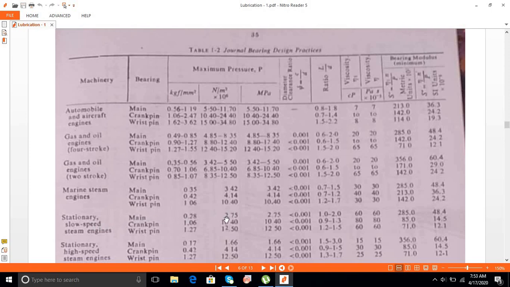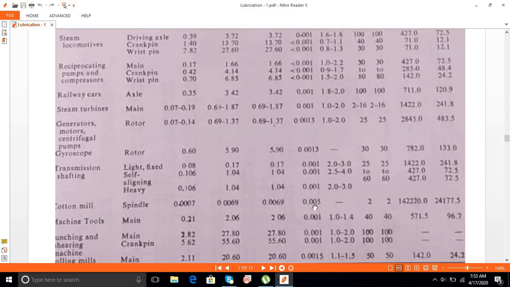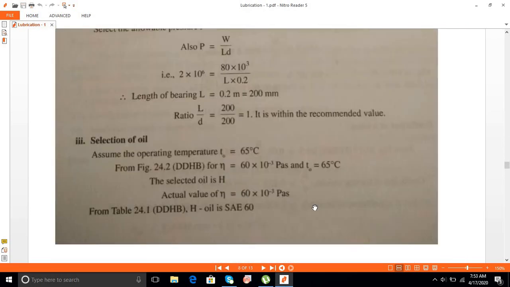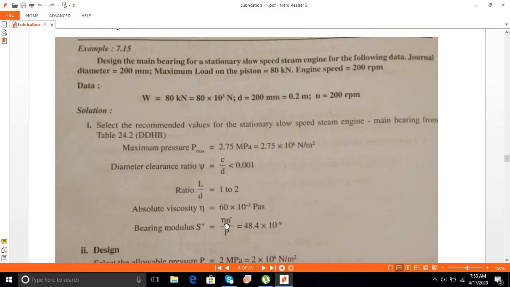So the maximum pressure is 2.75 in terms of megapascal, and diametrical clearance is less than 0.001, and L/D ratio lies between 1 and 2, and viscosity should be 60 centipoise, and the bearing modulus is 285.0. So these values you directly take from the handbook. So this is what they have mentioned.